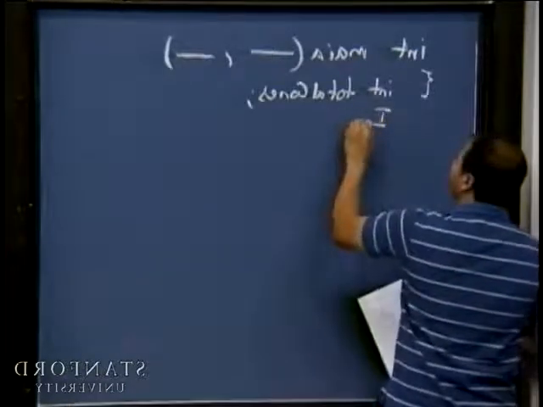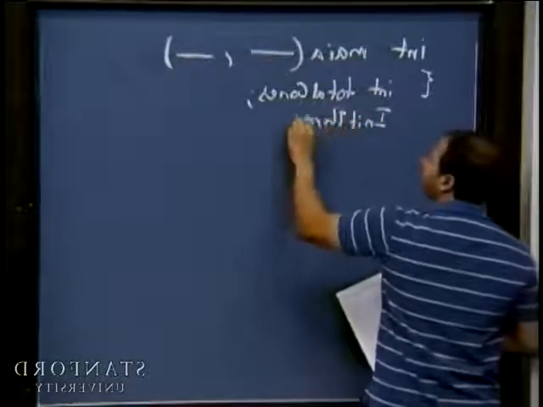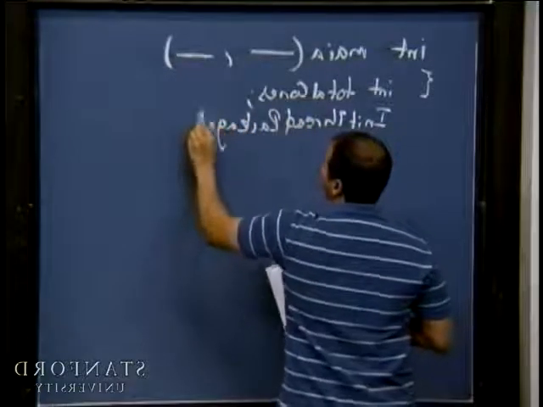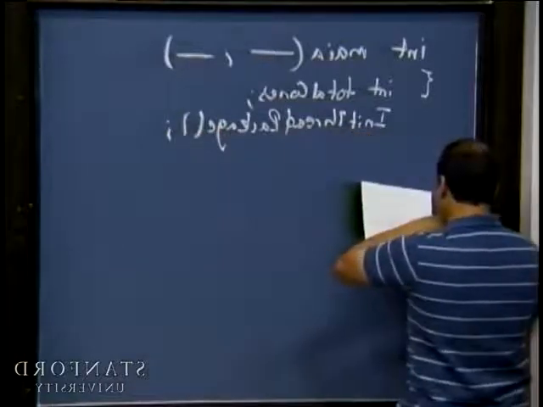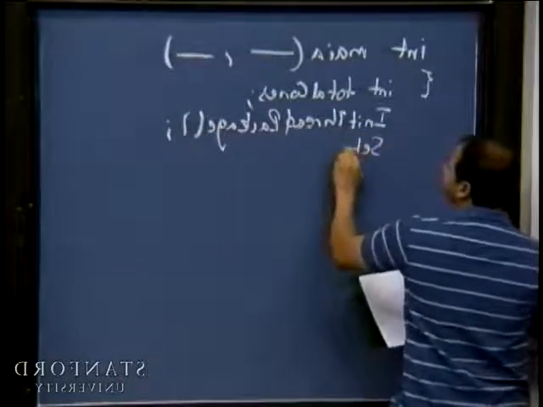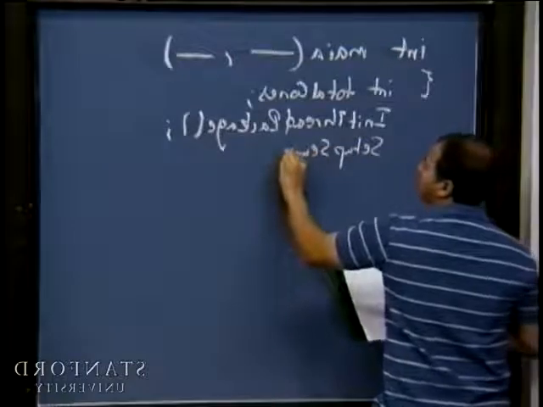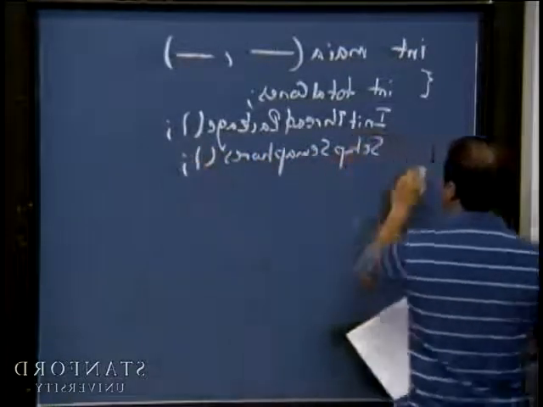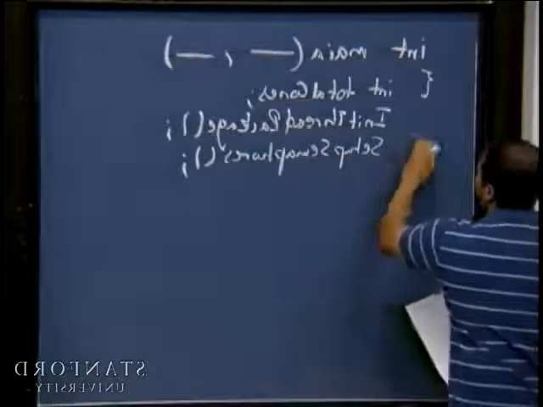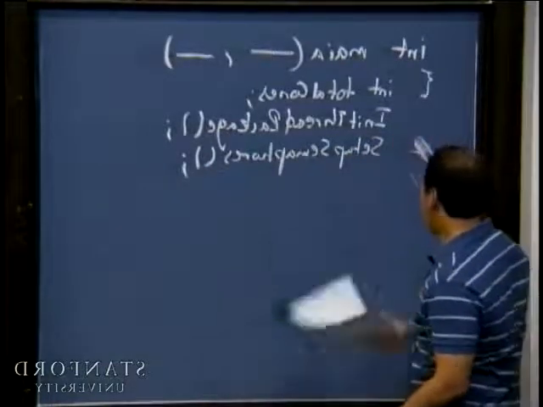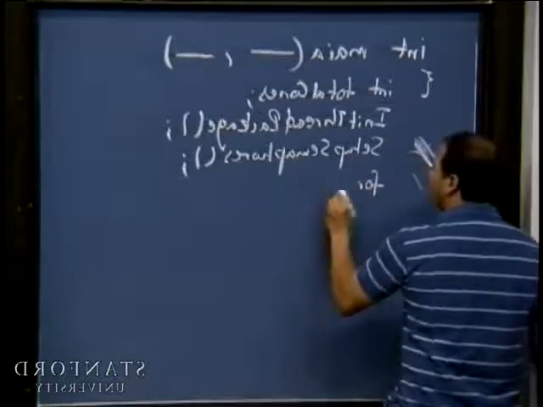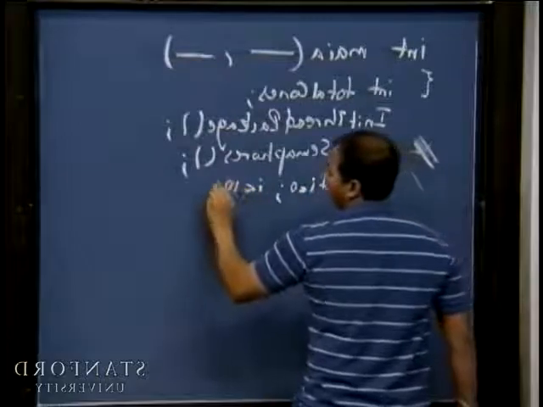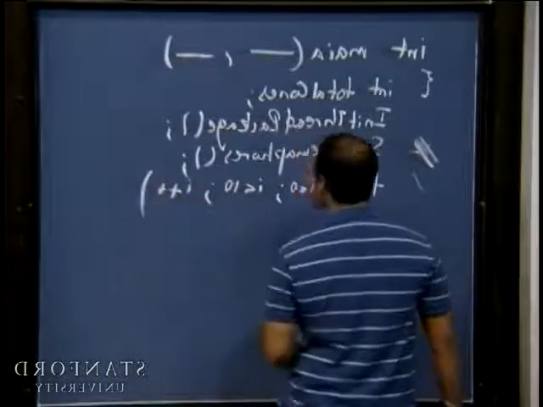So we do the normal stuff. We init the thread package. And we set up some semaphores that I will introduce right away. But just bear with me until I get to this point. And then we basically spawn all the customers. So for int i equals 0, i less than 10, i plus plus.